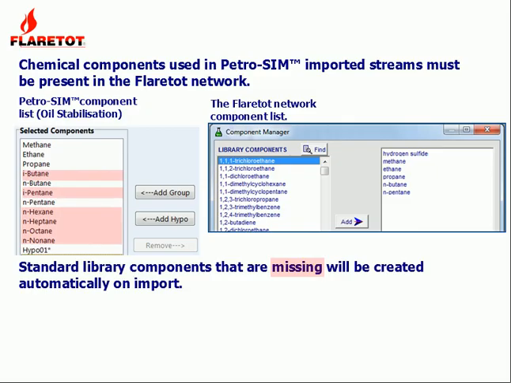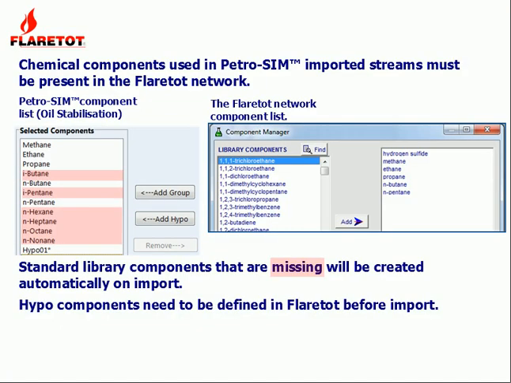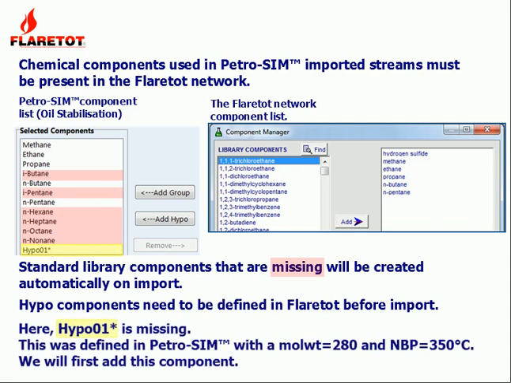Standard library components that are missing in the flare-tot network will be created automatically on import. Hypo components need to be defined in flare-tot before import, using the same name as the Petro-SIM simulation. In this demonstration, Hypo 1 is missing. We will first create this component before proceeding.